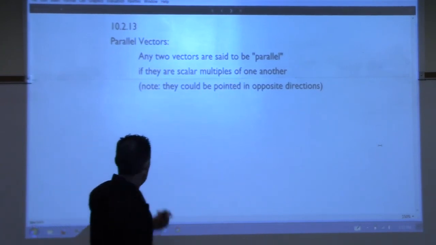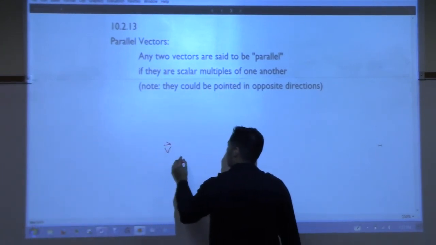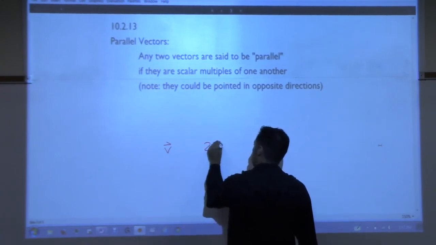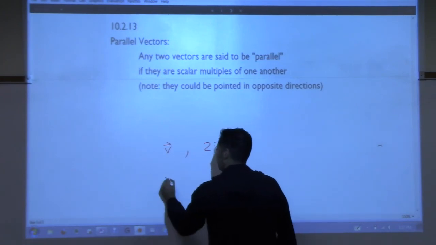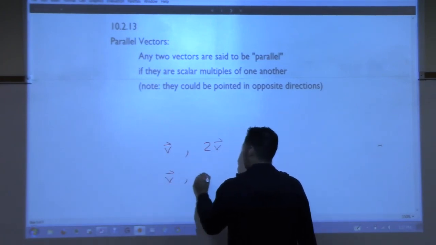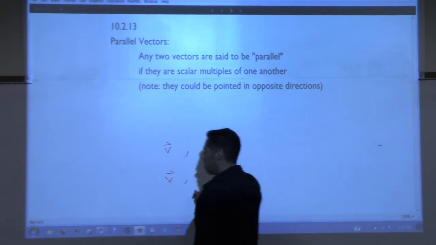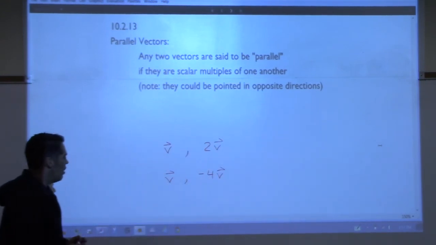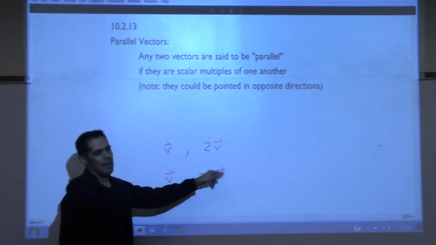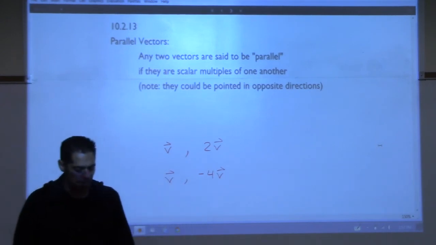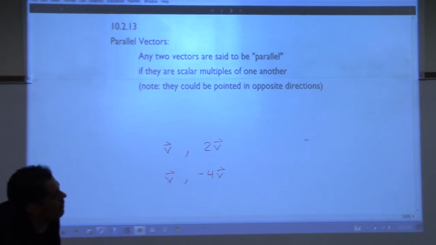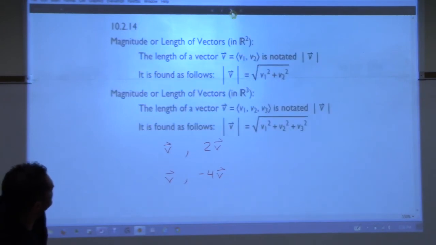In other words, if I have the vector v and I have the vector 2v, are they parallel? Those 2 are parallel because one is just a scalar multiple of another. How about -4v and v? Are these parallel? Yes, because all this is a number times v. But they don't have to be actual multiples of each other in terms of like 6 and 3. No, they do not.